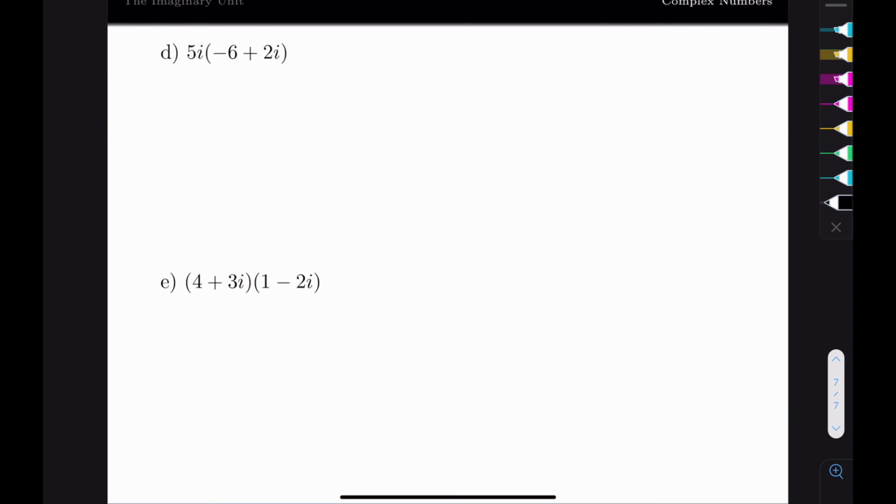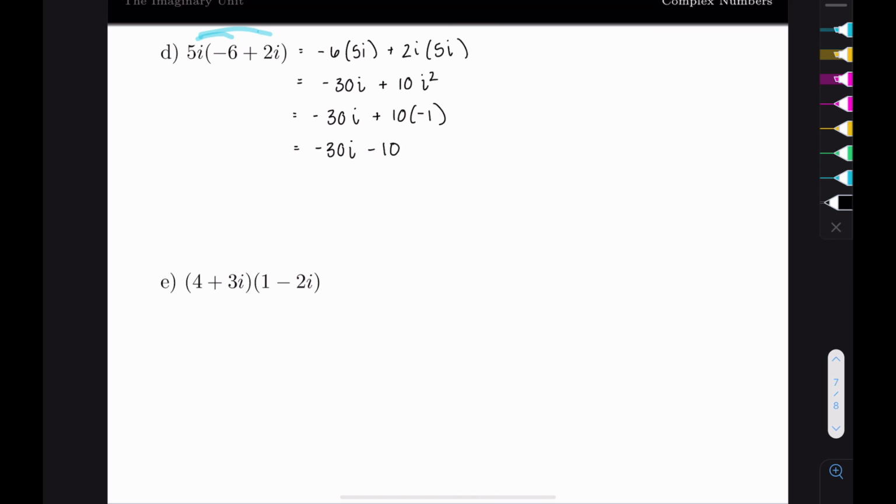So we just got two more examples. And again, more multiplication. For this first one, we're going to take 5i and times it by this binomial. So again, want to distribute this 5i. So this gives us -6 times 5i plus 2i times 5i. And so again, I only multiply the like pieces. -6 times 5 is -30i. 2 times 5 is 10, and then I times I gives us I squared. And again, I squared is -1, so this really gives us -30i minus 10.